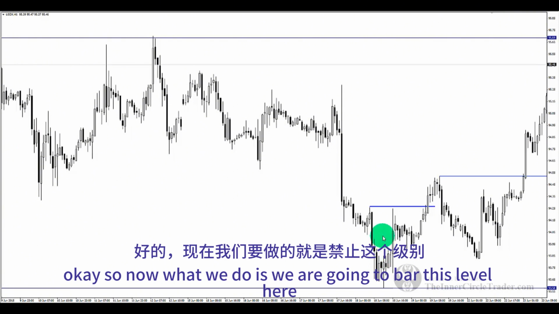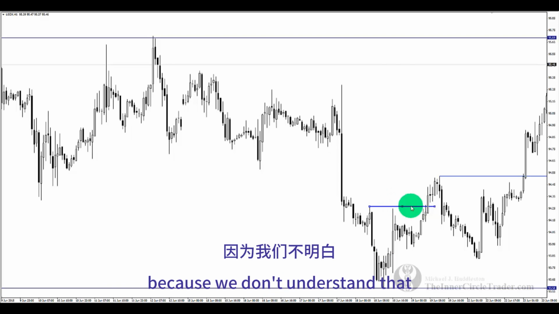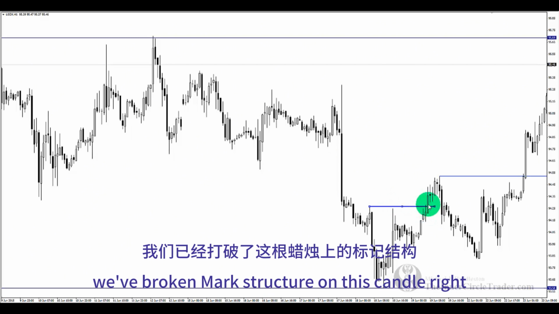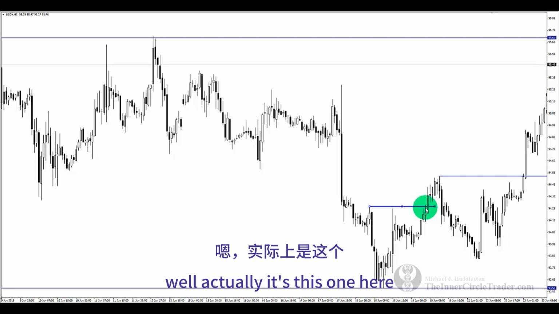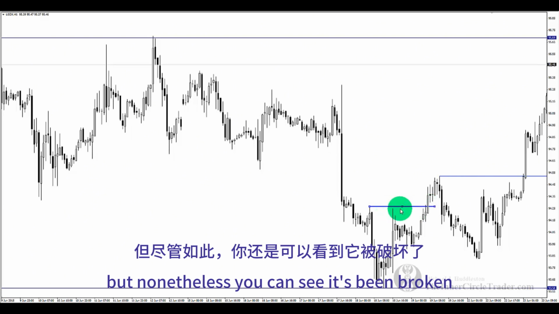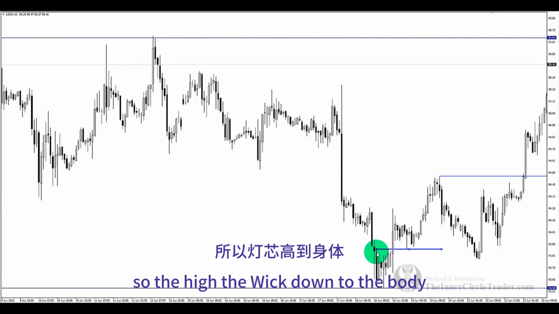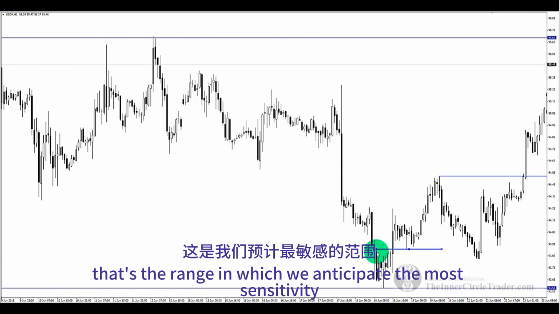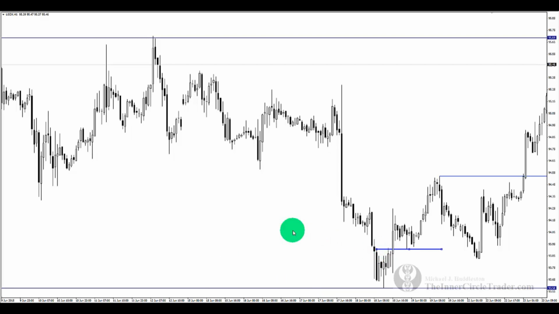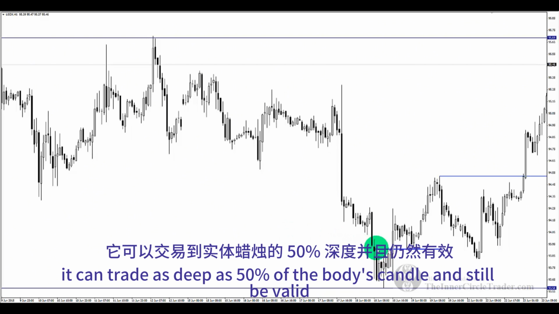Okay, so now what we do is we are going to borrow this level here because we now understand we've broken market structure on this candle, right? Well, actually, it's this one here, but nonetheless, you can see it's been broken. We use the high right here to the open of the candle, so that the high of the wick down to the body. That's the range in which we anticipate the most sensitivity. Now, it can trade as deep as 50% of the body's candle and still be valid.